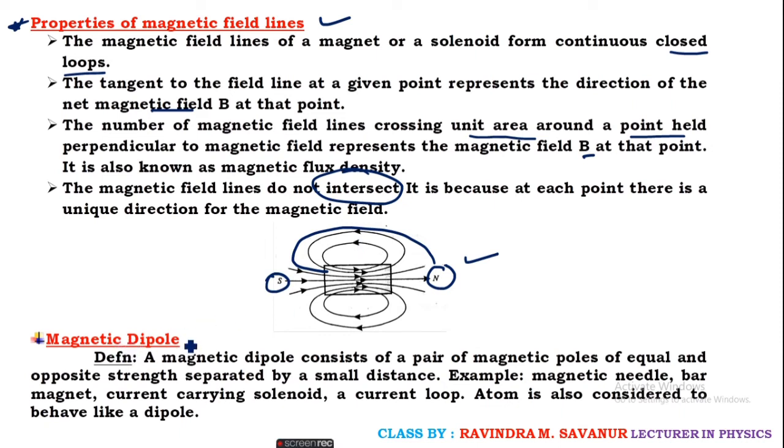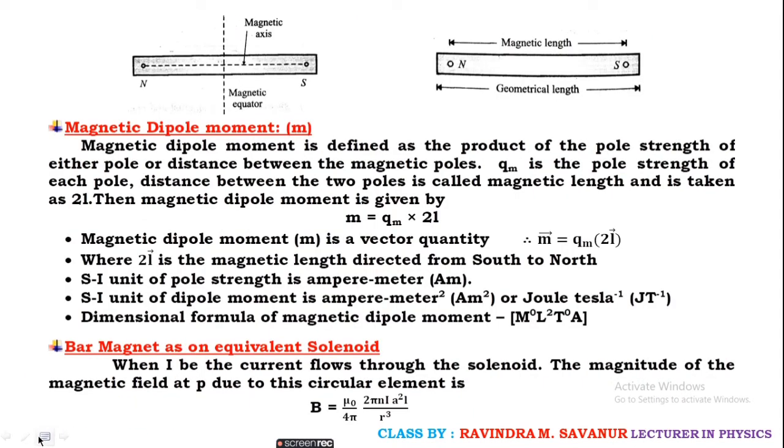Next one is the magnetic dipole. A magnetic dipole consists of a pair. Di means two, it's a pair of magnetic poles of equal and opposite strength separated by a small distance. Examples are a magnetic needle, a bar magnet, and a current carrying solenoid. Like that, an atom is also considered to be like a dipole.